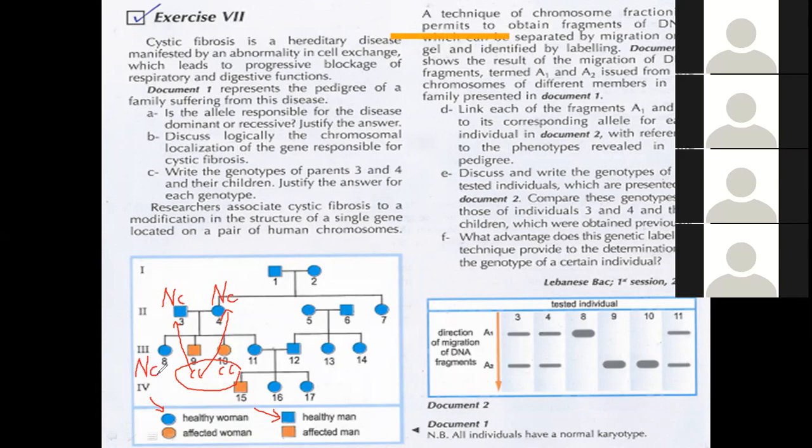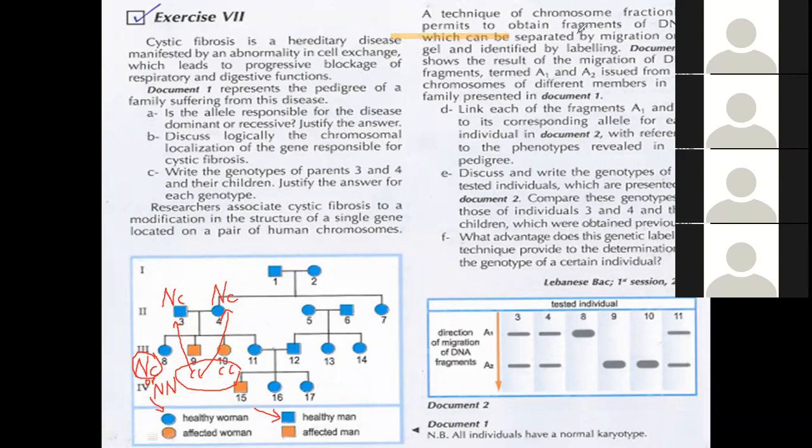It could be NC or NN. Yes, sure. So it could be NC or NN. We don't have a clear justification about this. Either it's NN or NC. Why? Because it's normal, and the normal can be expressed in both homozygous and heterozygous. That's why we cannot determine whether it's NN or NC. Okay, we can write this in the quiz, N or NC, unless we are going to see in document 2 what will happen.